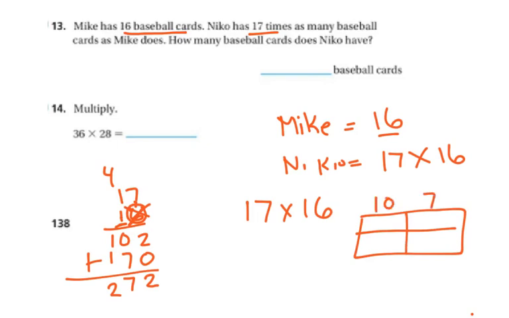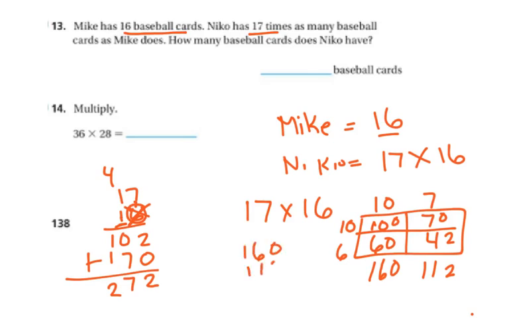So I have 10 and 7, and 10 and 6, because I've got 16 and 17. 10 times 10 is 100. 10 times 6 is 60. Then I've got 10 times 7, which is 70. 7 times 6, which is 42. On this side, I've got 160 when I add it up. On this side, I've got 112. And so then I add those up, and I get 160 plus 112. I get 272. So same answer, 272 baseball cards.